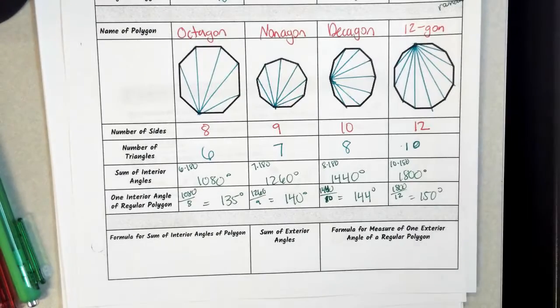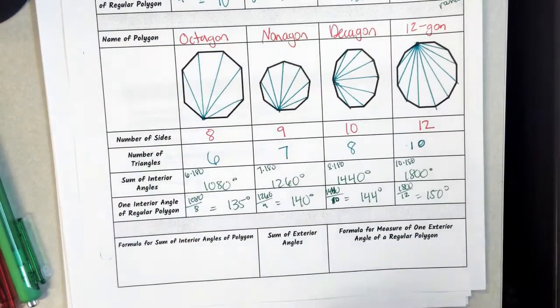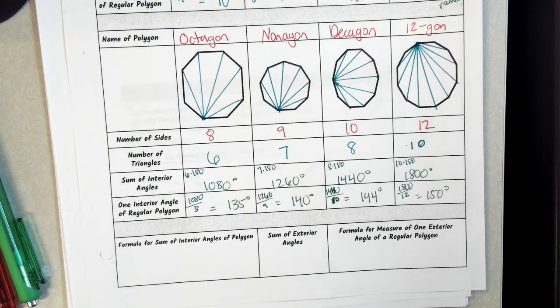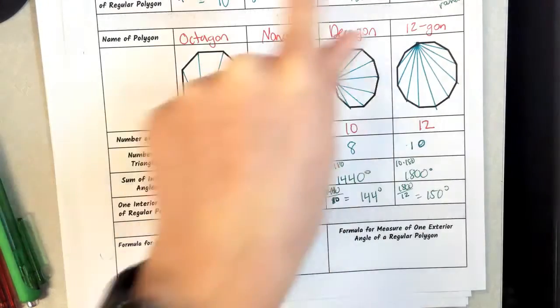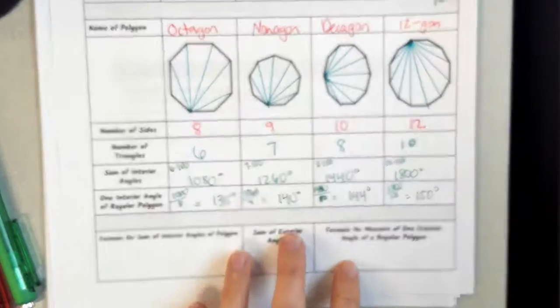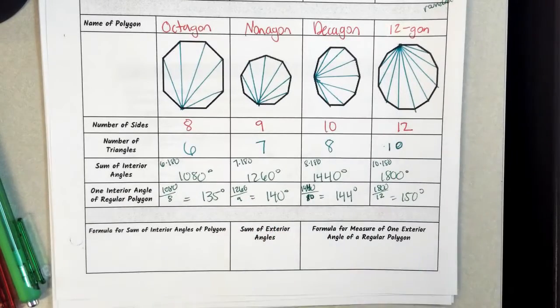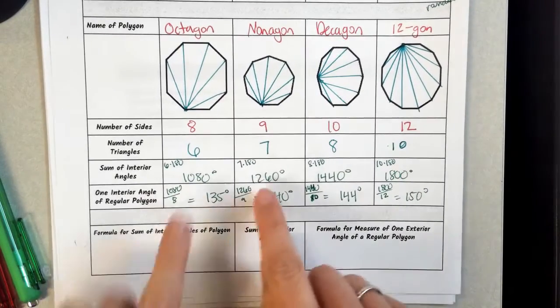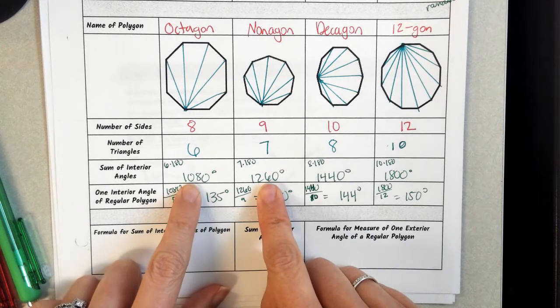So the key here then is, as we look at this, trying to figure out, okay, what rule could we have so that if I had a 29-gon, how can I figure these numbers out without having to draw in all of my triangles on these and count how many there are? Okay, so what formula do you think we could use to find the interior angle?